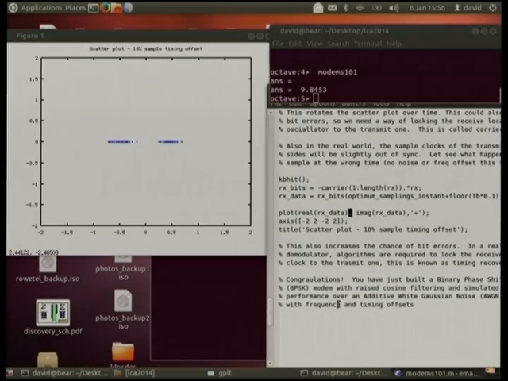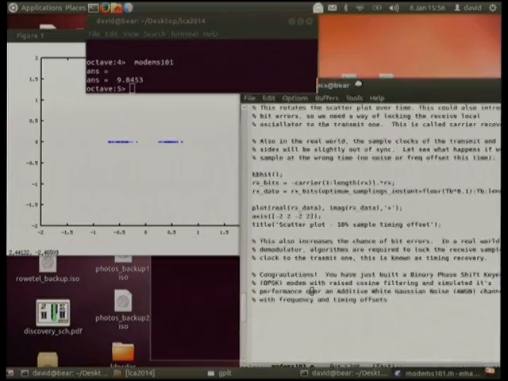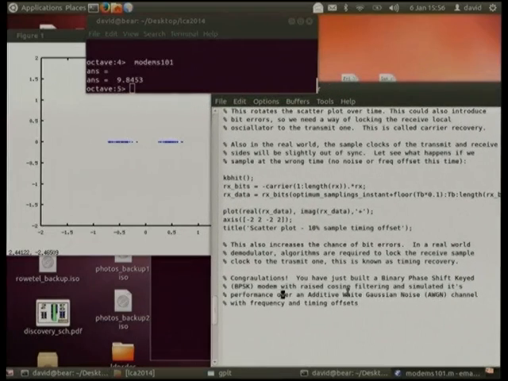So what we've just done now in DSP speak is we've built a binary phase shift keyed or BPSK modem. It's got raised cosine filtering, and we've simulated its performance over additive white Gaussian noise channels with frequency and timing offsets. That all sounds a bit scary, but when we move through it step by step, it wasn't too bad. A BPSK modem is the theoretical optimum modem in terms of if you've got a watt of power, that'll get a better bit error rate than any other sort of modem. So that's the end of the basic tutorial, and happy to answer questions.